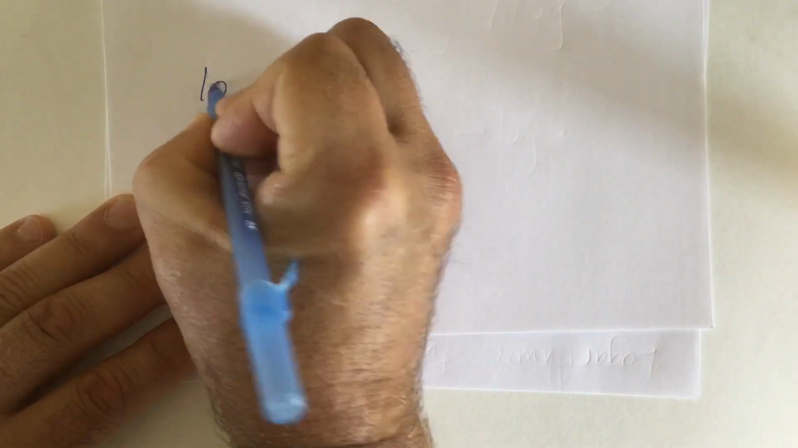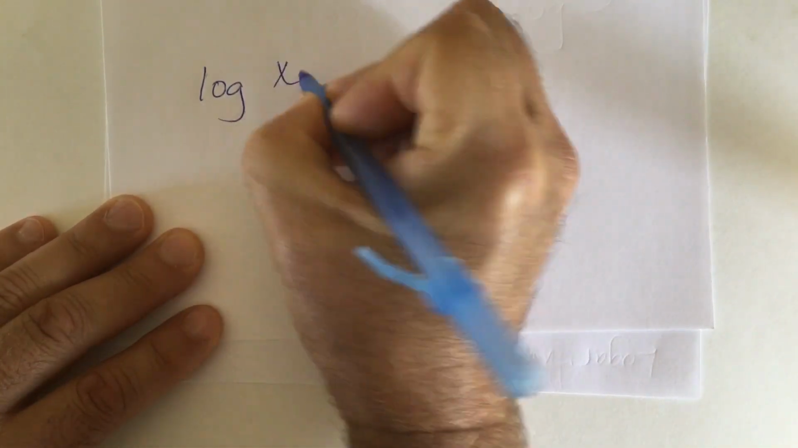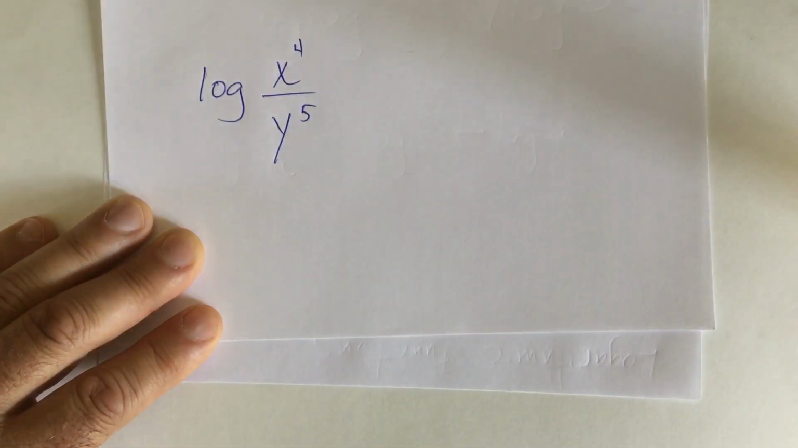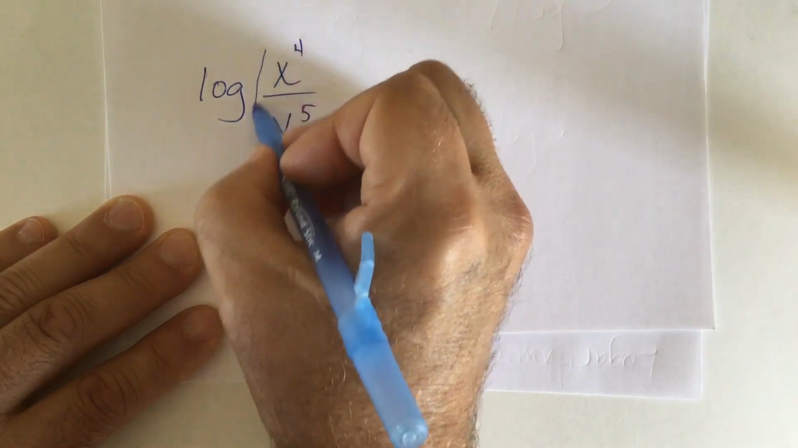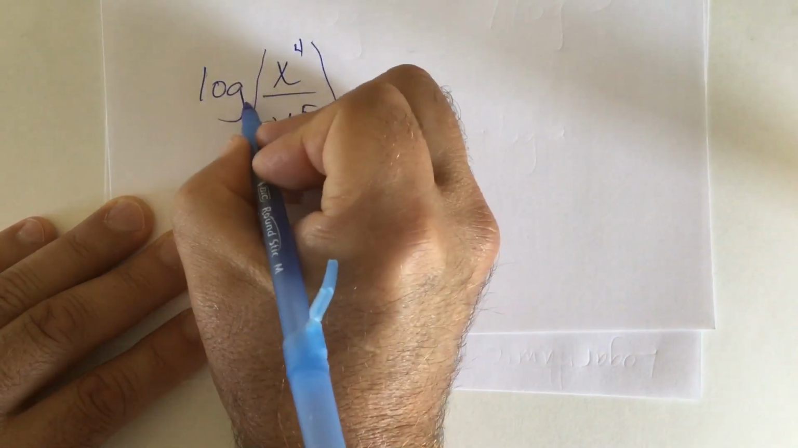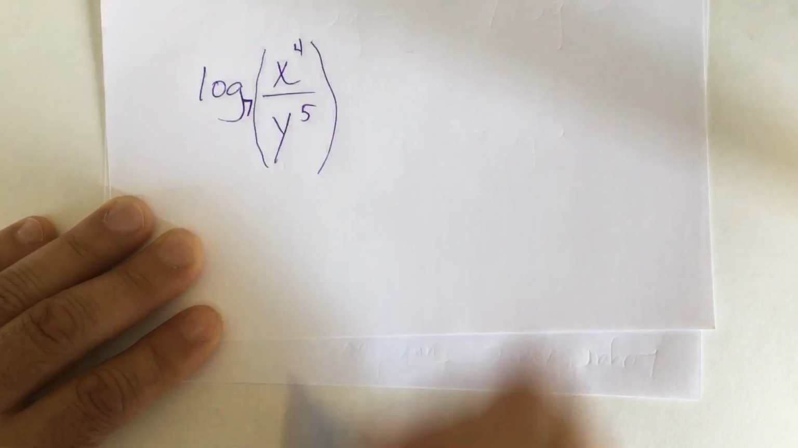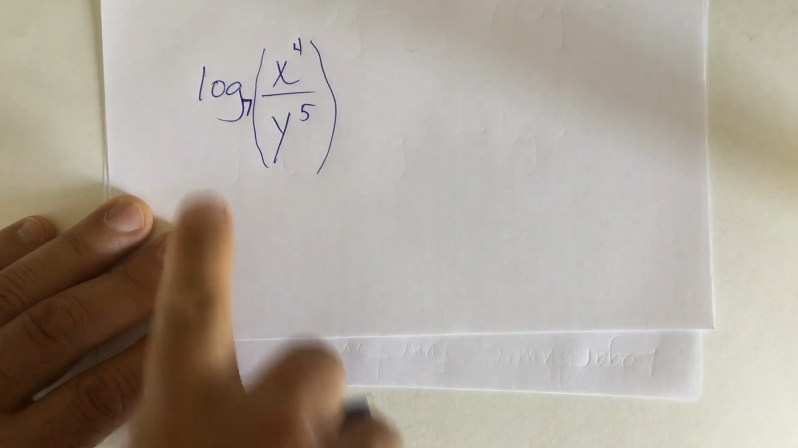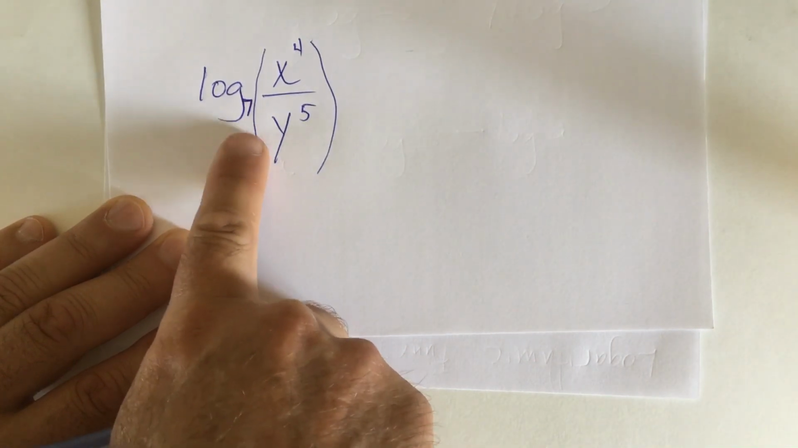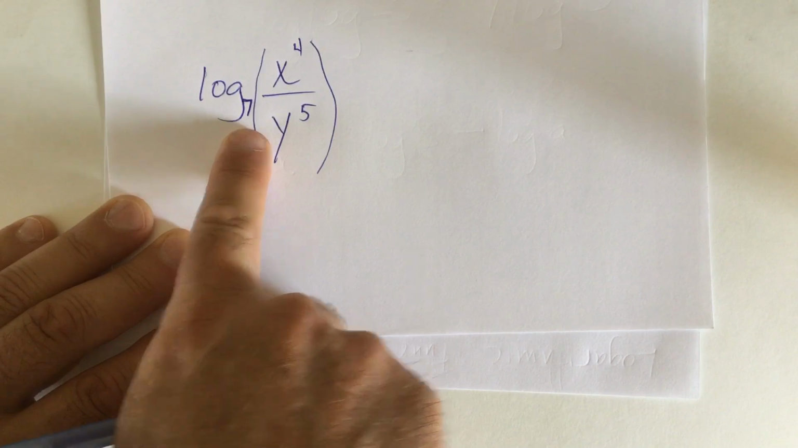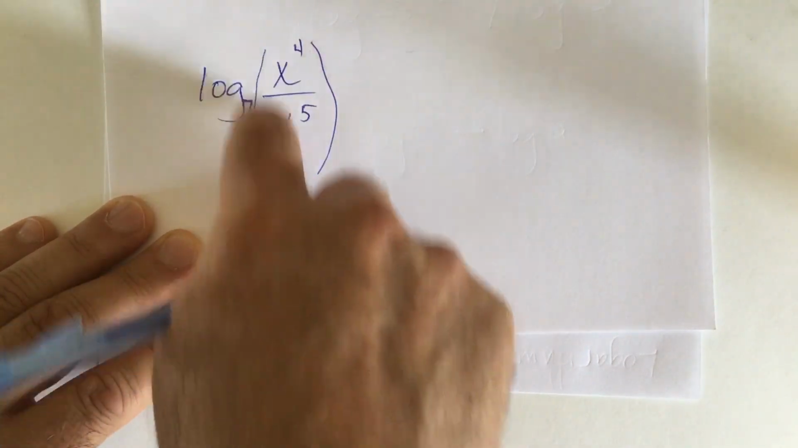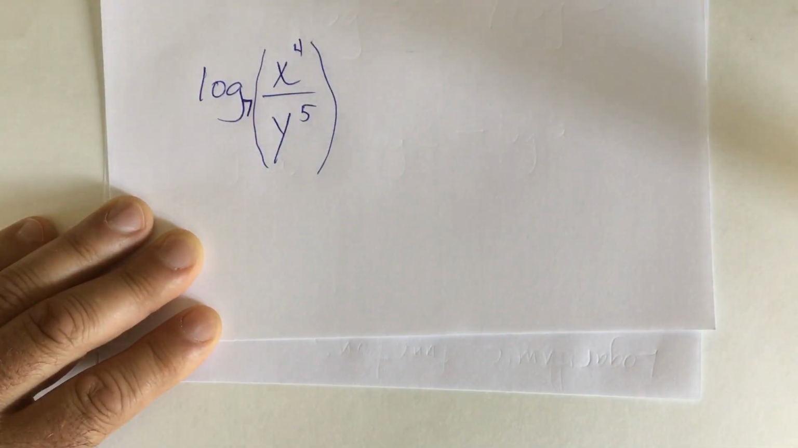What if they gave me something like this? Log of x to the 4th over y to the 5th. And just for kicks, since I haven't done this, I'm going to put this in parentheses so you know the whole thing is being taken log base 7. I'm going to put a 7 there. Now, I didn't do this on the assignment, but I figure what the heck, it's a teachable moment. If this is a log base 7, I have a power, and I have a quotient. I do not have a product here.